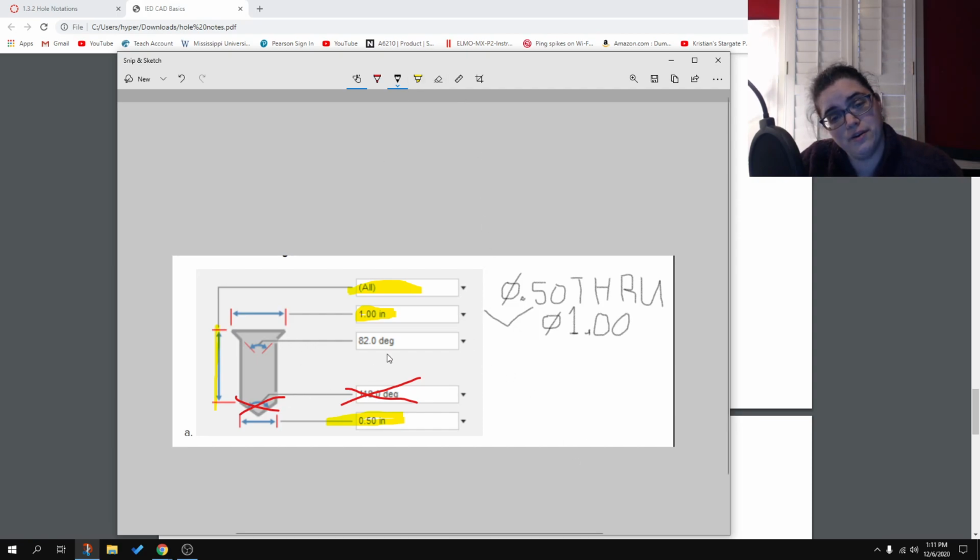And since it's a countersink, we don't have a depth. What we do have is this angle in the center of it right here. That's where it's located. That's where the information is. So the next thing you'd write is an X, and then you'd write the 82 degrees. And I've run out of space on the side here. Oh no, I haven't. I can write over there. 82 degrees. And that'd be your whole note for this first one. Okay.